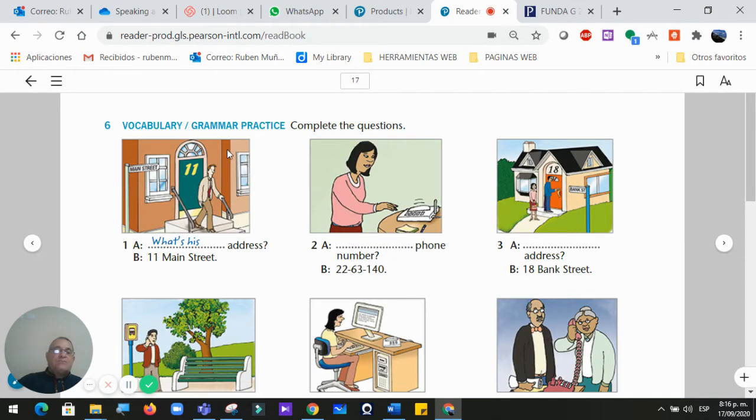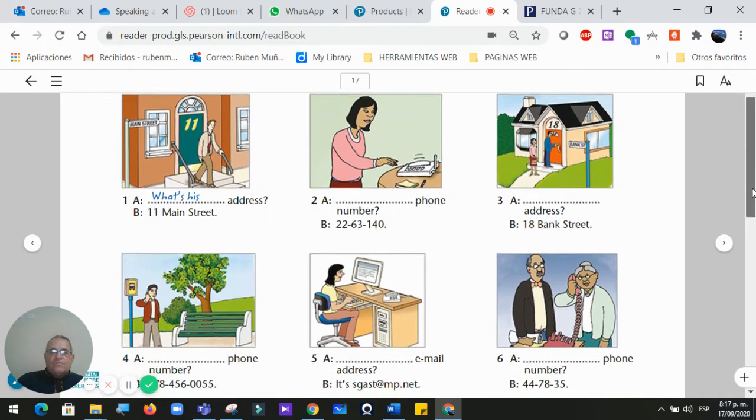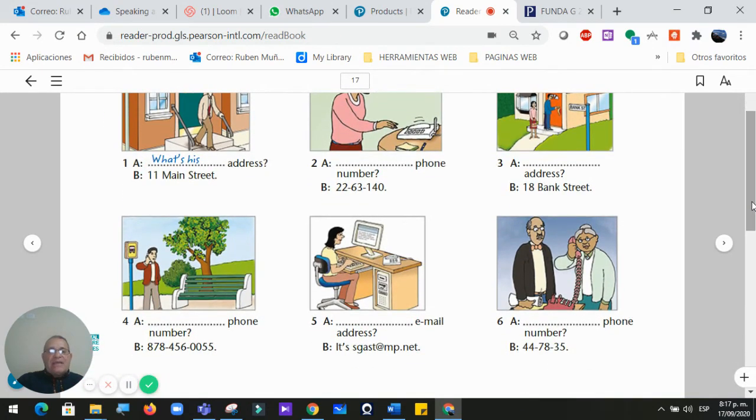In this activity is vocabulary, grammar, complete the questions. So, for example, utilizando lo que ya vimos en la parte de gramática, tenemos que tener en cuenta qué es lo que vamos a hacer de acuerdo a la respuesta que nos dan. For example, what's his address? 11 Main Street. Entonces, aquí tenemos que tener en cuenta cuáles son las respuestas para ver qué tipo de pregunta hacemos. Pero hay que mirar el grammar.